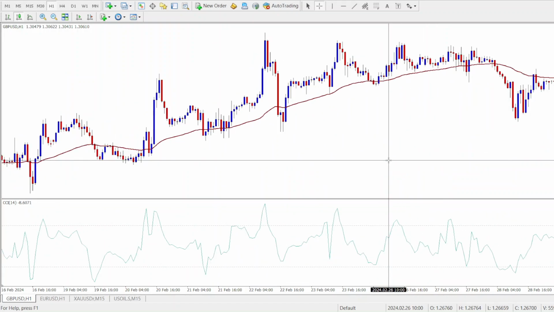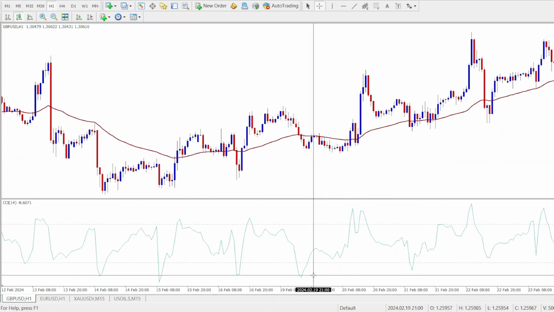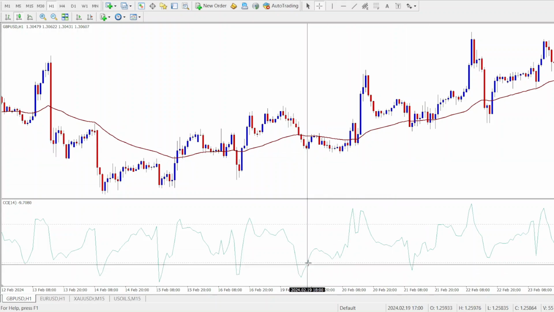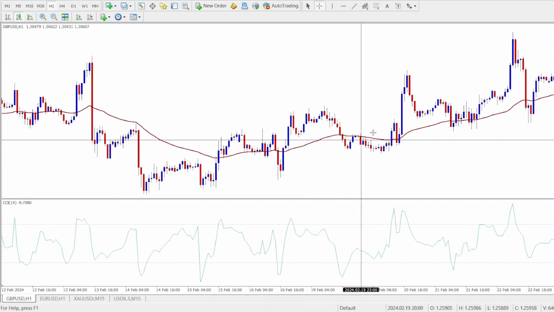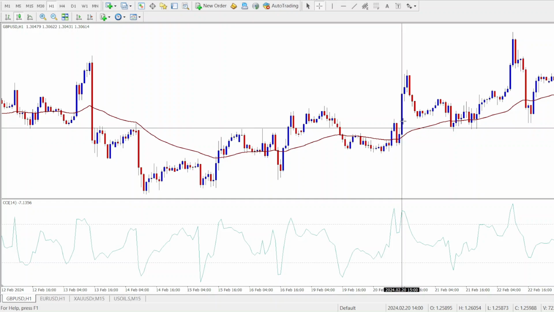So the MA can serve as additional confirmation. We can see now in this situation, after the CCI crossed from the oversold above, eventually the MA confirmed that signal.